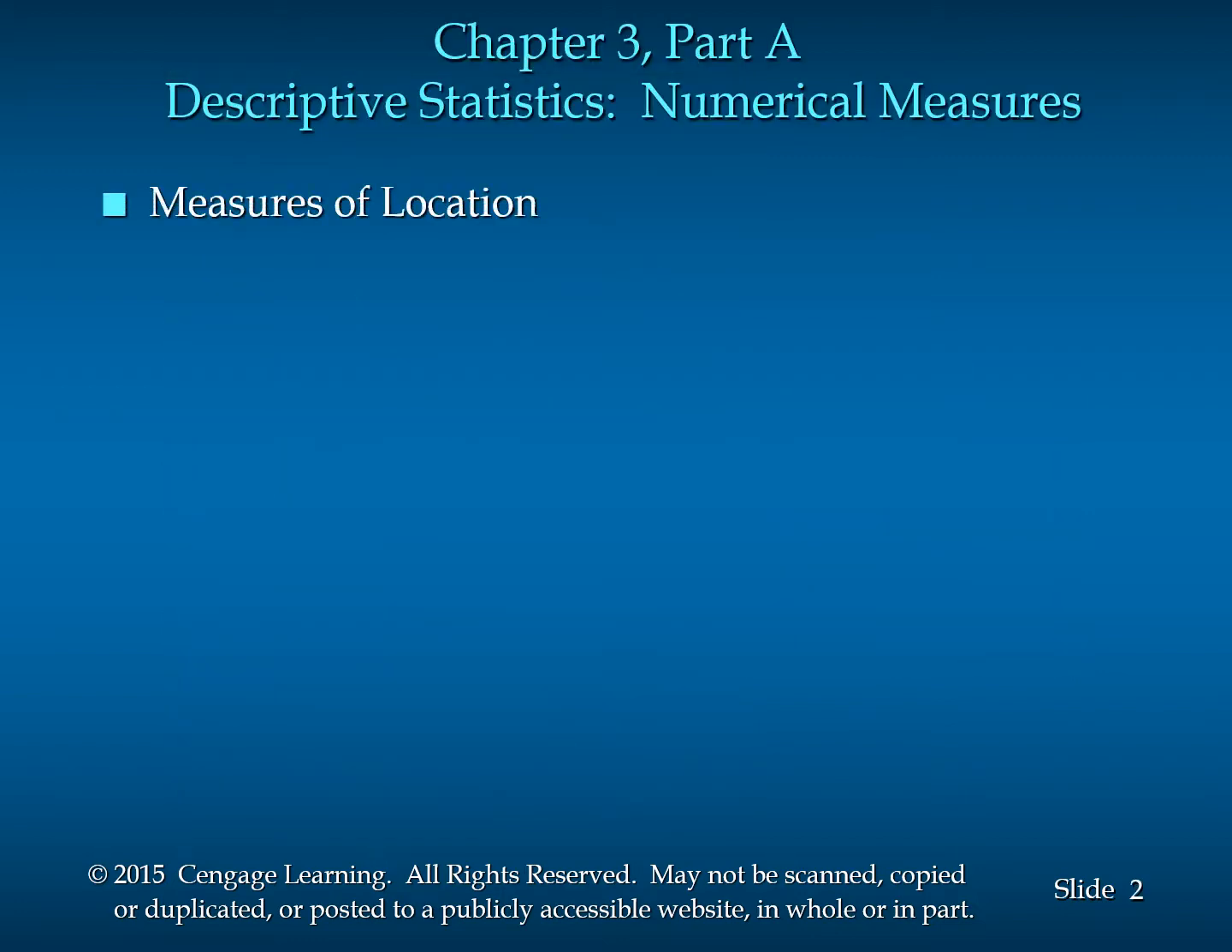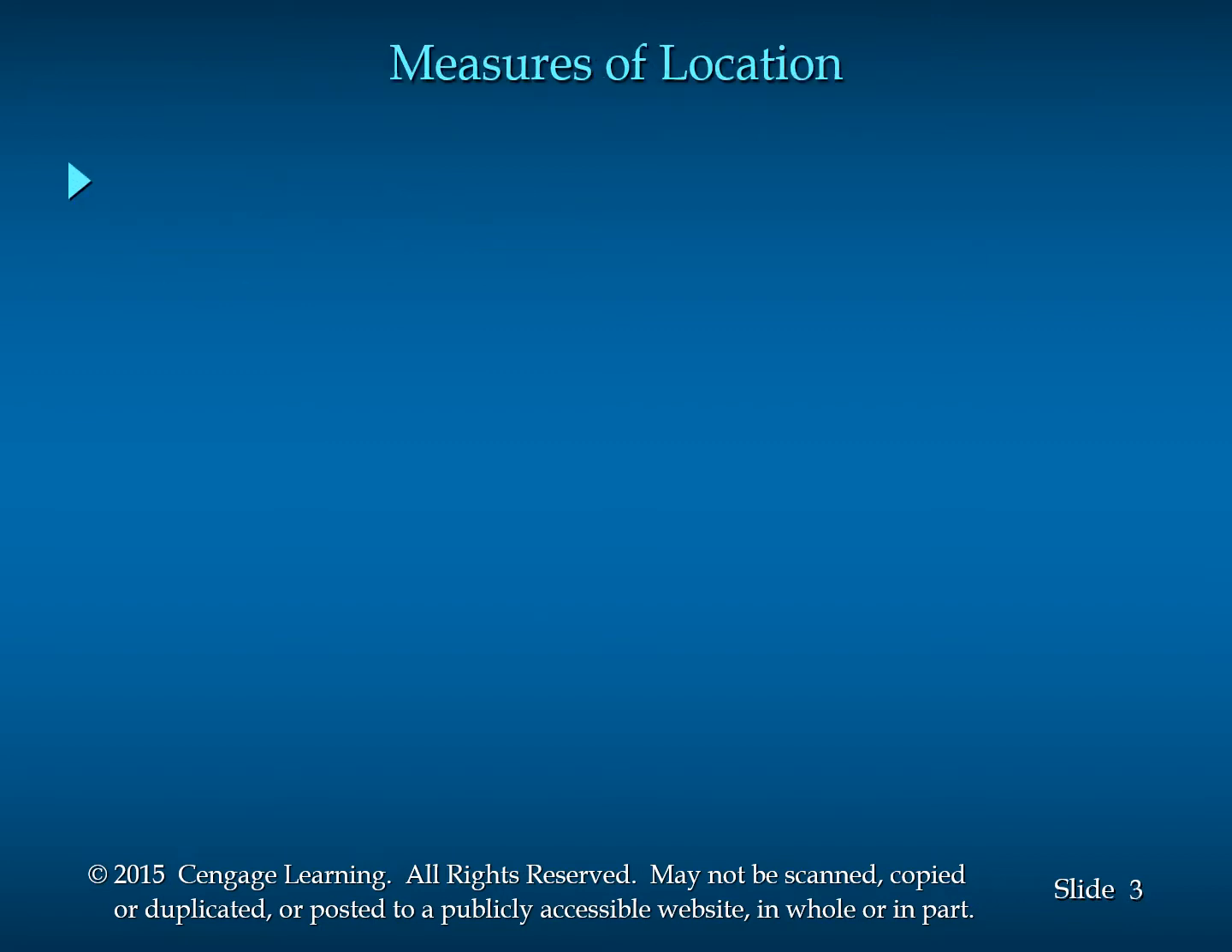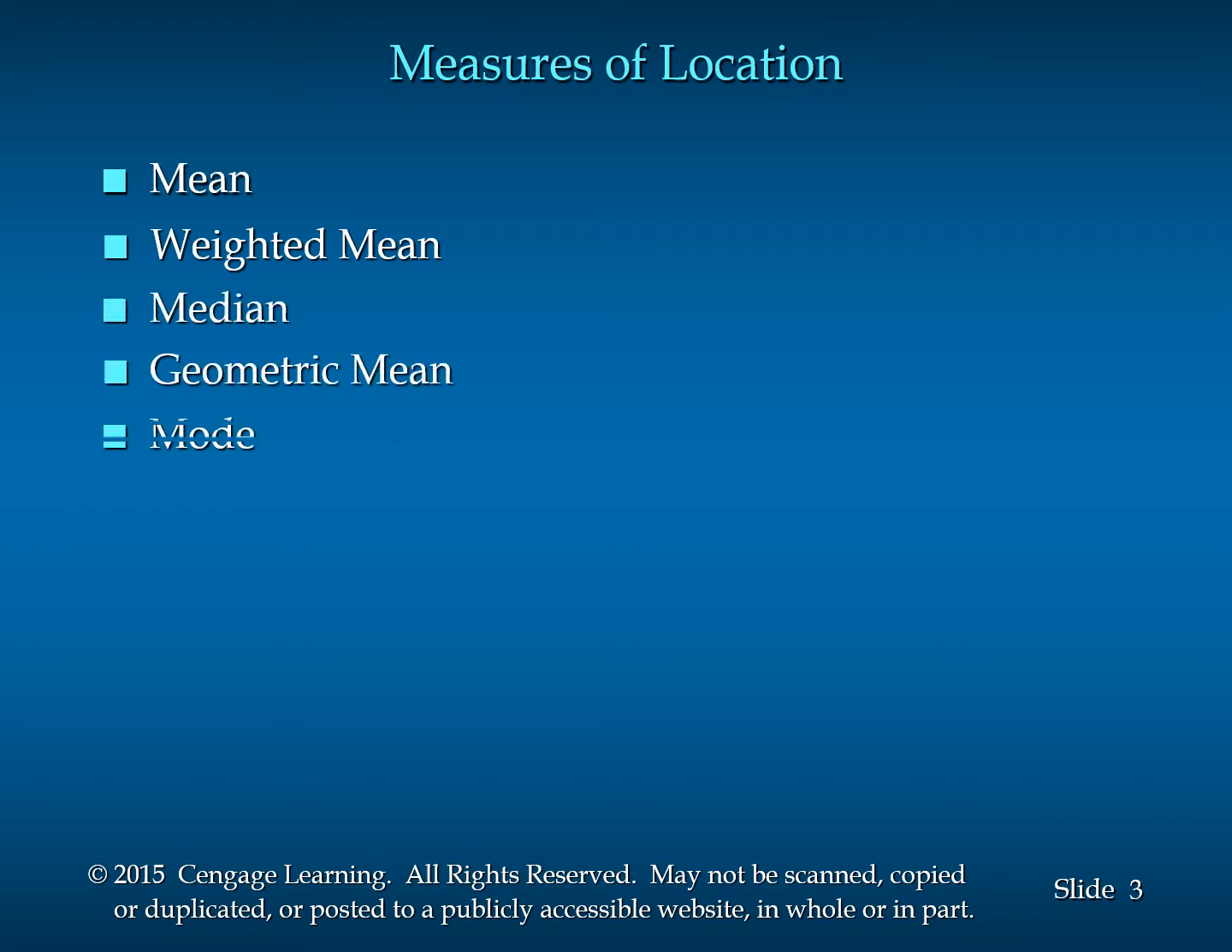In Chapter 3, we will discuss descriptive statistics. In this first narrated lecture, we'll review measures of location. There are a number of measures or ways that we can determine the location of a data set. We'll discuss the mean, the weighted mean, the median, the mode, percentiles, and quartiles. At this time, we will not review the geometric mean.